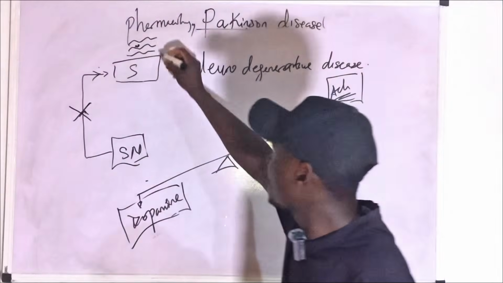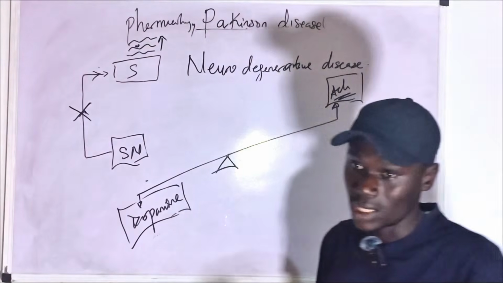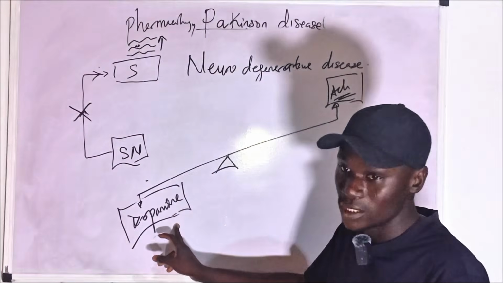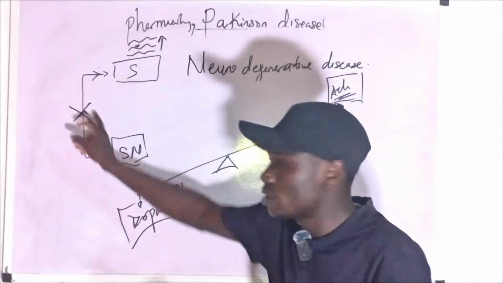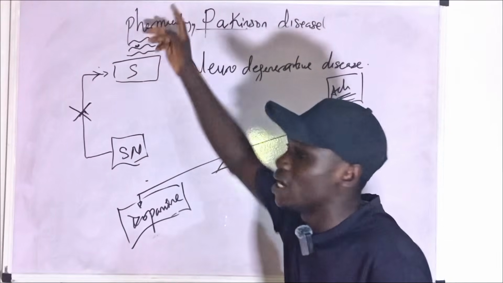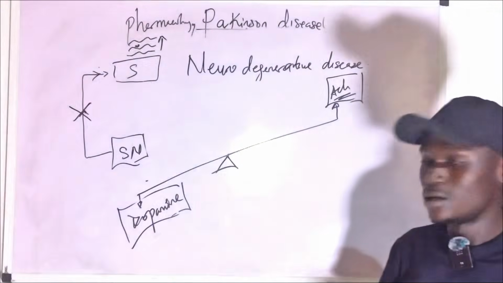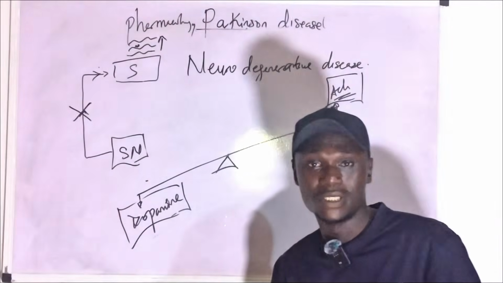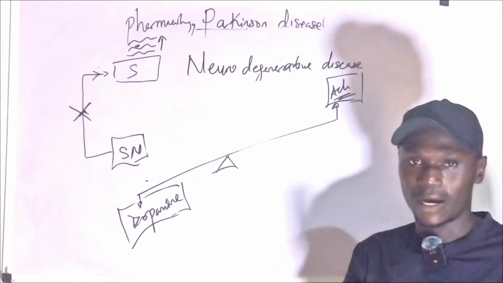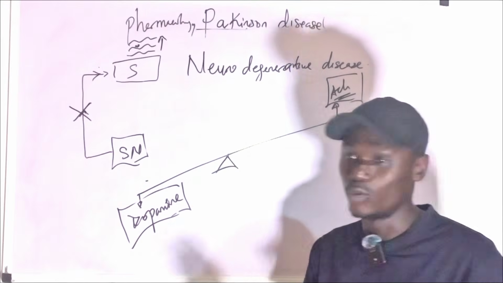Now imagine that this pathway is no longer there. It means that you will have excess of acetylcholine. That's why I said in Parkinson's disease, there is low dopamine as a result of death of these dopaminergic neurons, and by so doing, you now have high levels of acetylcholine. What does that tell you about the pharmacology? It simply means that if you want to treat Parkinson's disease, there are two major ways.